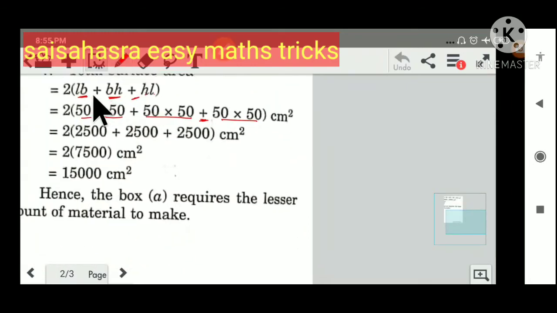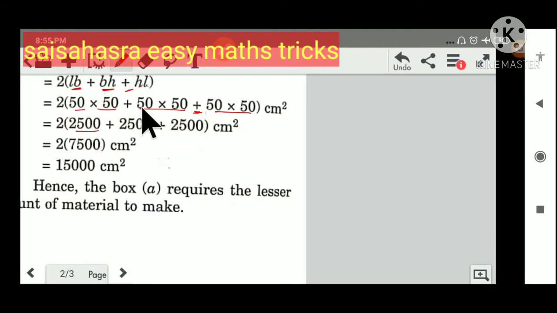50 into 50 will give 2500, this 50 into 50, 2500, this 50 into 50, 2500, with plus symbols in between. So 2500 plus 2500 is 5000 plus 2500, that is 7500, and this is to be multiplied with 2. 2 into 7500, you are going to get 15,000, and all are in centimeter, so since it is area, we get centimeter square. Observe this answer: total surface area is 15,000 centimeter square for the second cuboidal box.